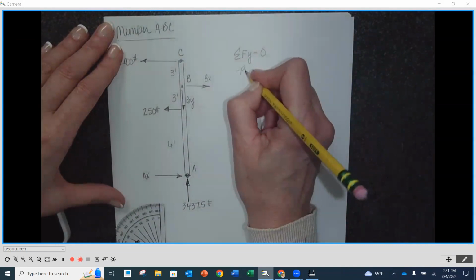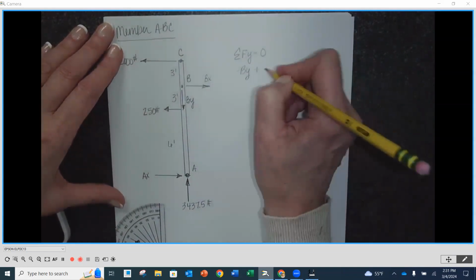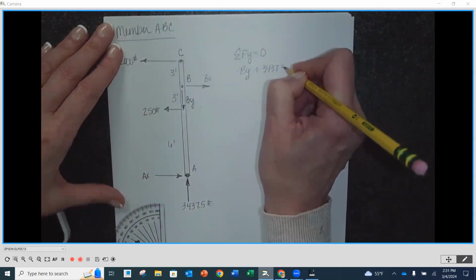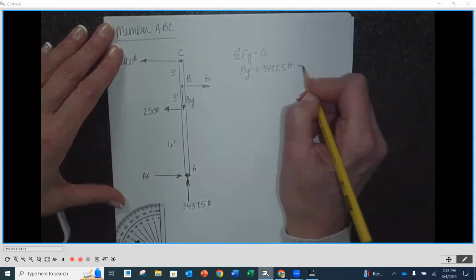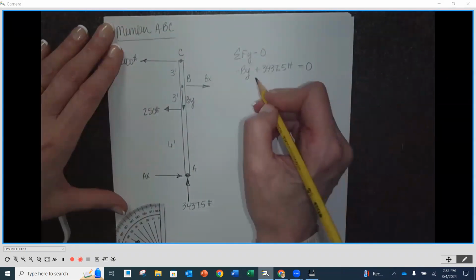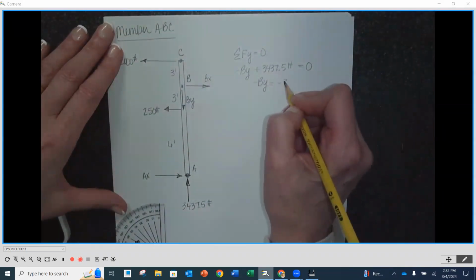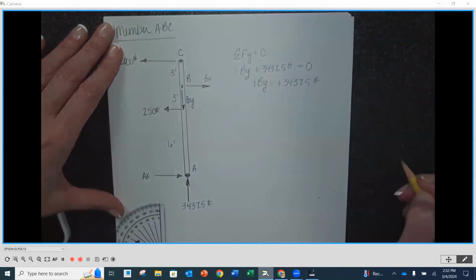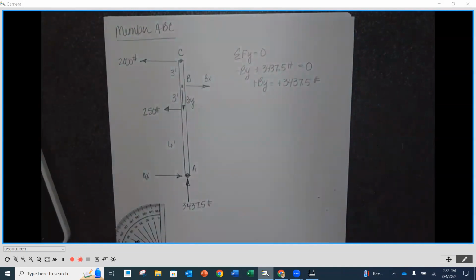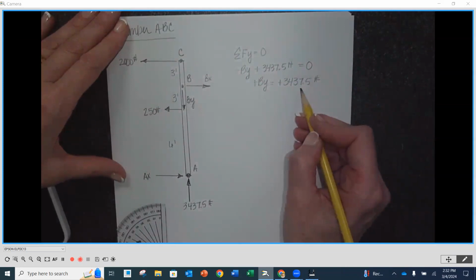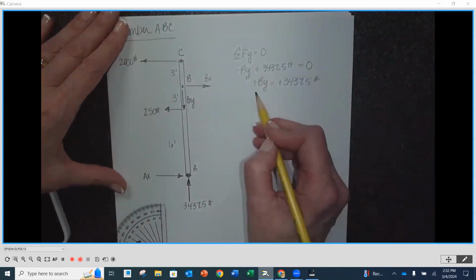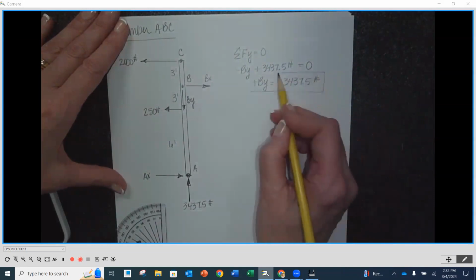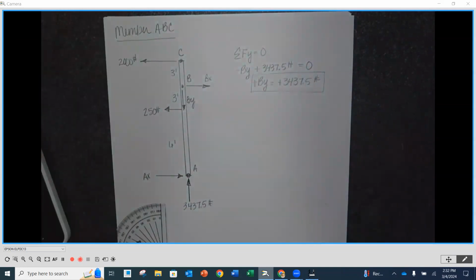So I'm going to have a negative BY plus 37.5 pounds. That was my AY equal to 0. Moving that to the other side, I'm going to have a negative BY is equal to a negative 37.5 pounds. They both become positive. So we assumed the correct direction at BY, which we were pretty sure. So BY is 37.5 pounds. Okay. This is one of our answers for our problem because we need to know what is the reaction of this internal pin. So this is the Y reaction at this internal pin.